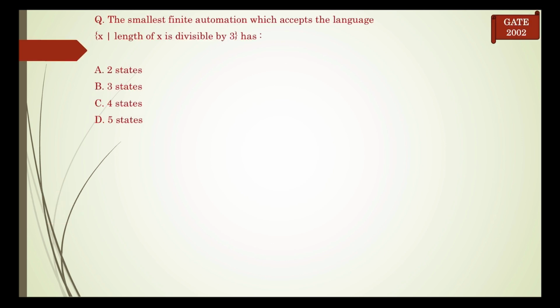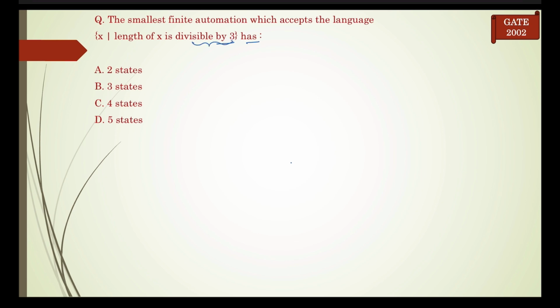After completing some basic concepts of TOC and construction of DFA from the given language, now we will solve some MCQs based on these concepts. So our first question is, the smallest finite automata which accepts the language x, where the length of x is divisible by 3, has 2 states, 3 states, 4 or 5 states.